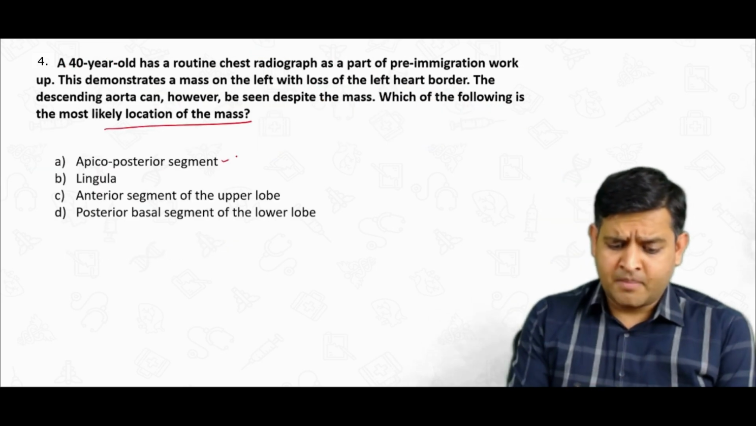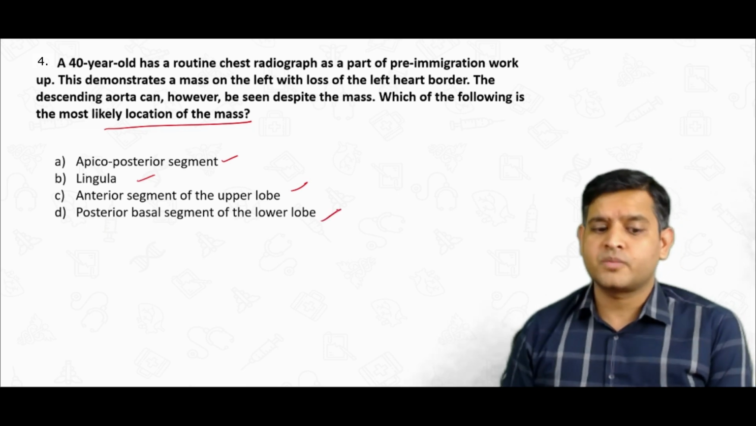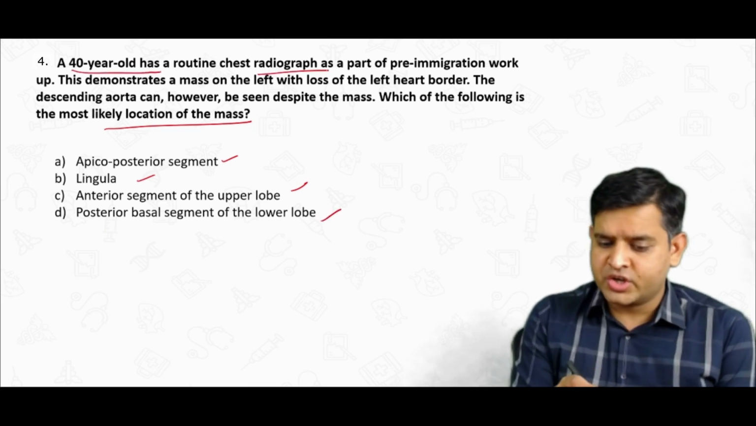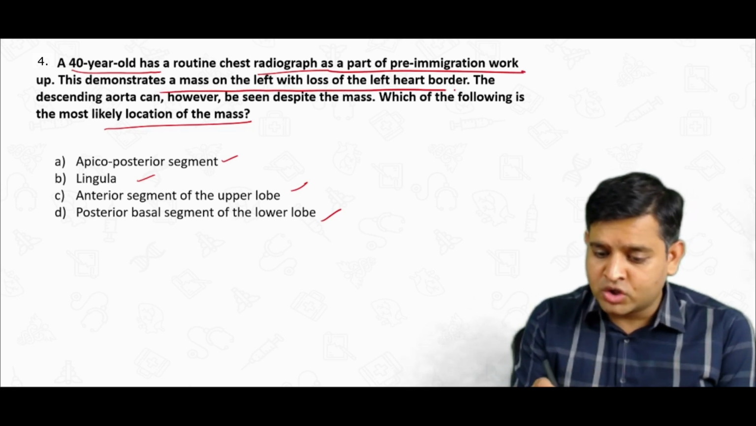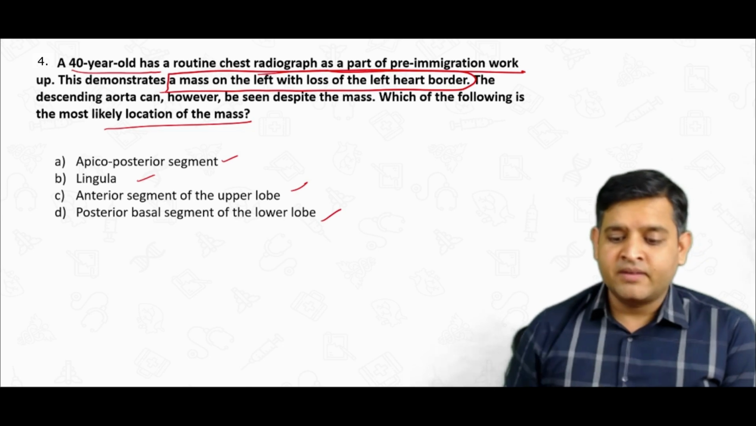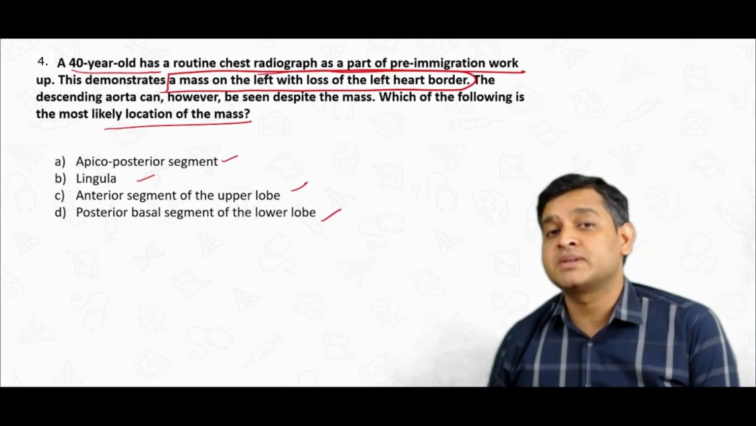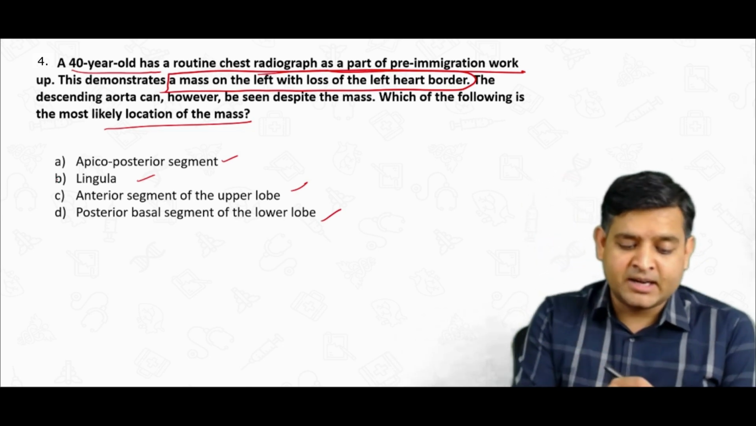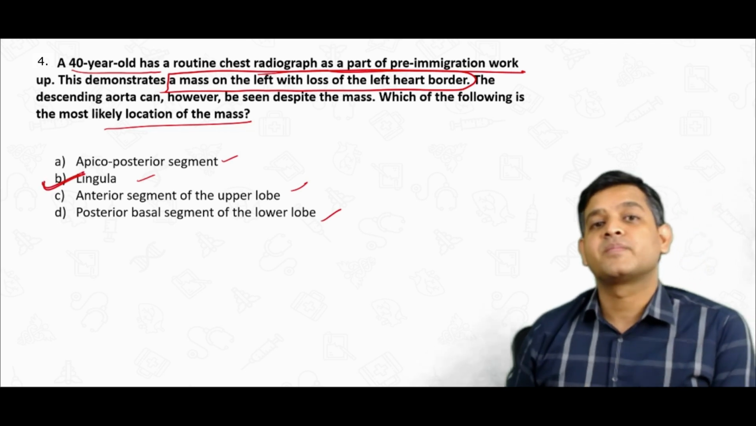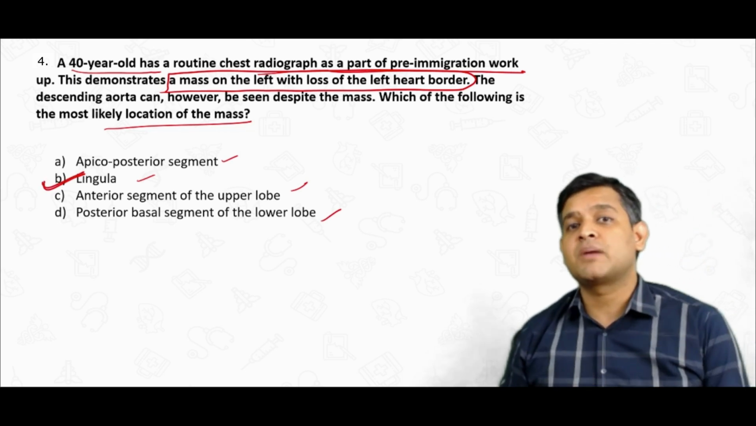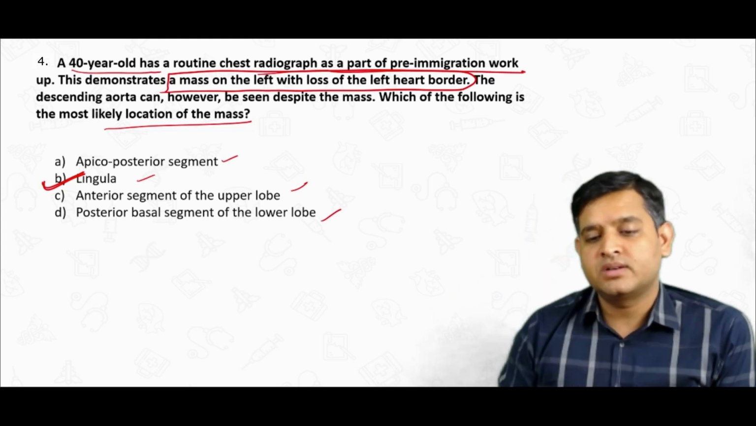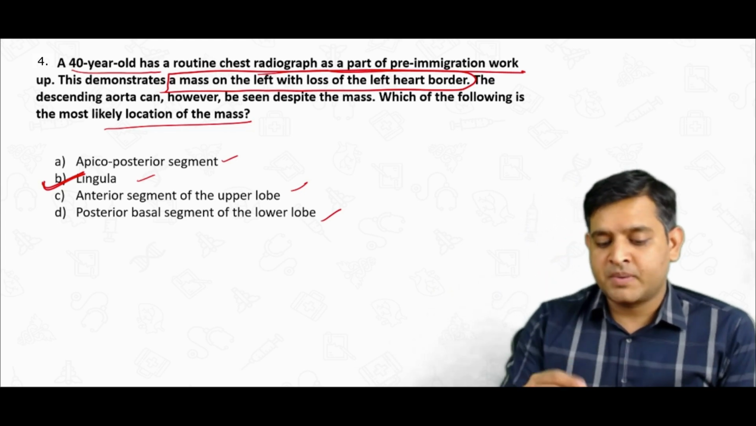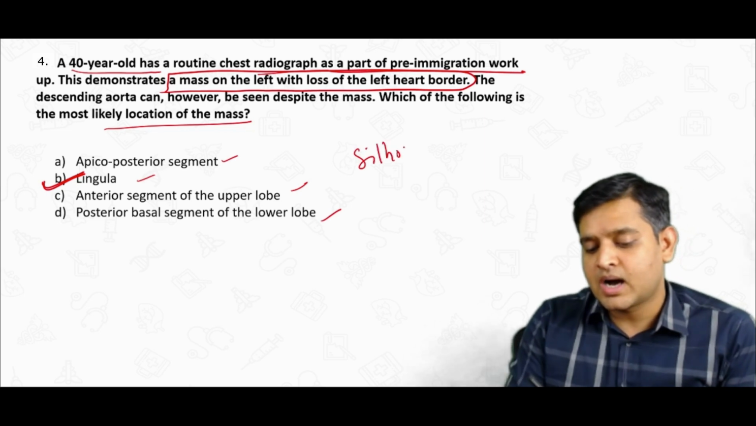Location of the mass: apicoposterior segment, lingula, anterior segment of the upper lobe, posterior basal segment of the lower lobe. A 40-year-old, routine chest radiograph as a part of pre-immigration workup. Mass on the left with loss of left heart border. If the left heart border is lost, that means the left heart border is silhouetted, and that means the lesion lies in the lingula, because the lingula is in anatomical contact with the left heart border. A typical example of silhouette sign.